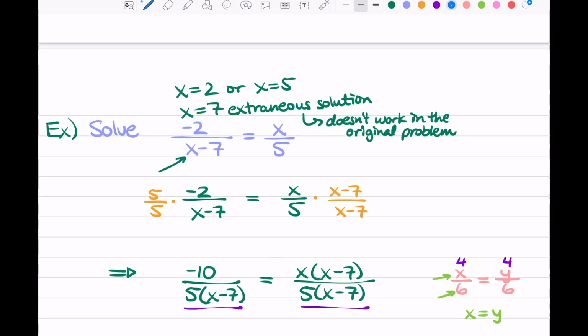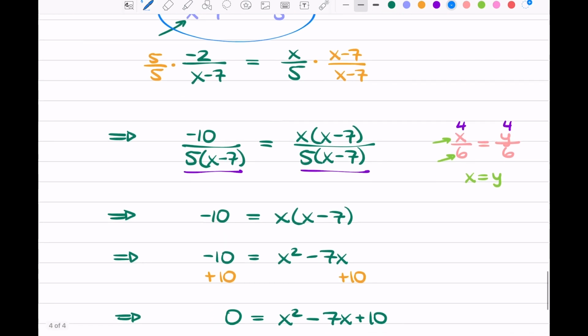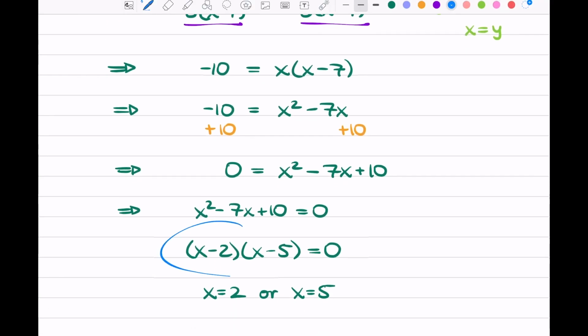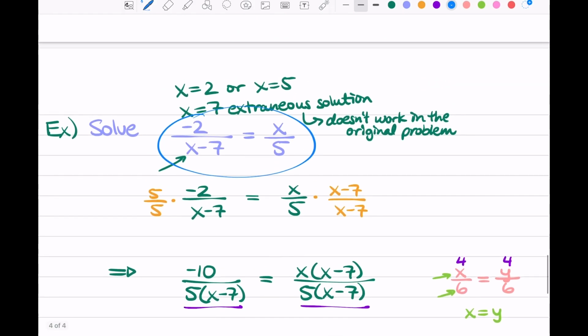If you think about it, we started with this problem, and every step that we did here basically messed with it, and we just turned it into a different problem. And in the end, our problem looked like that. That's where we got our answer of x equals 2 or x equals 5. So an extraneous solution just says, when you messed with the problem, you got an answer that doesn't work in the original. So it's always important when you're working with fractions to check your answer to make sure it actually works.